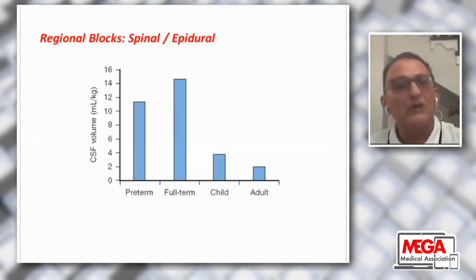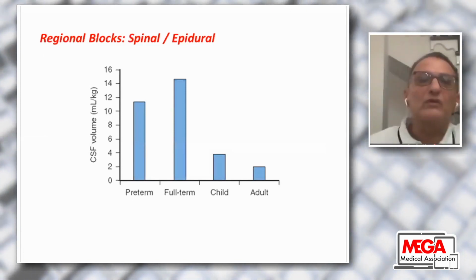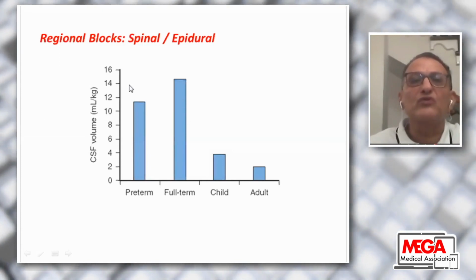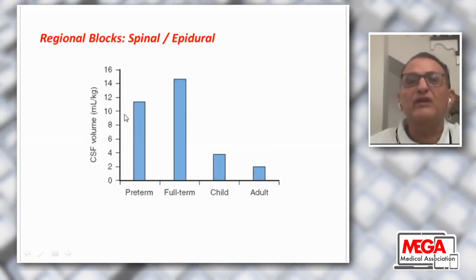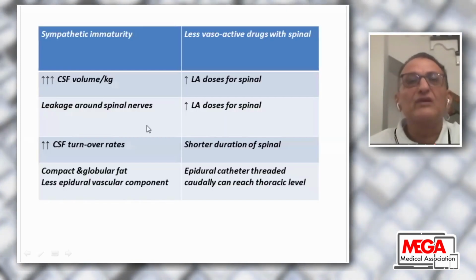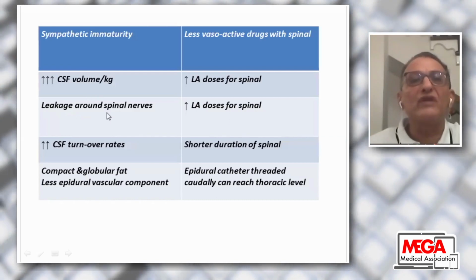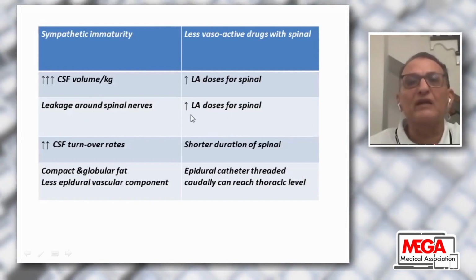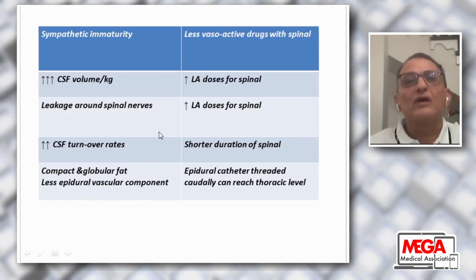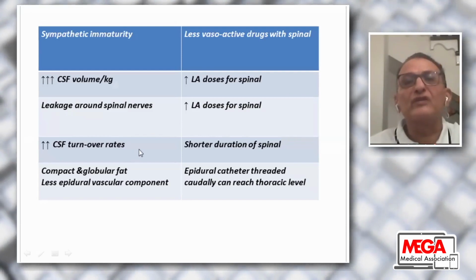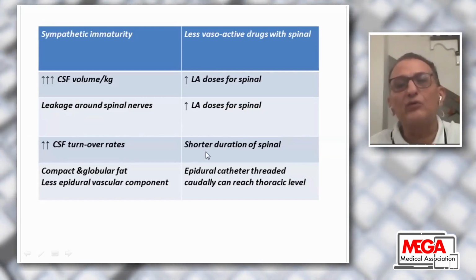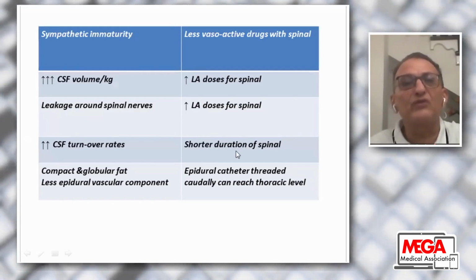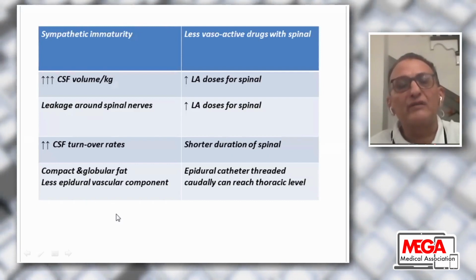When it comes to regional blocks, the CSF volume per kg is higher. You see here it's almost 15 mL per kg, compared to like 1.5 mL per kg in adults. So this means that, together with a leak around the spinal nerves, we have to give higher doses of local anesthetic for spinal in neonates. Their CSF turnover rate is high, so the spinal will last half an hour, 40 minutes maximum, unless you add enough.